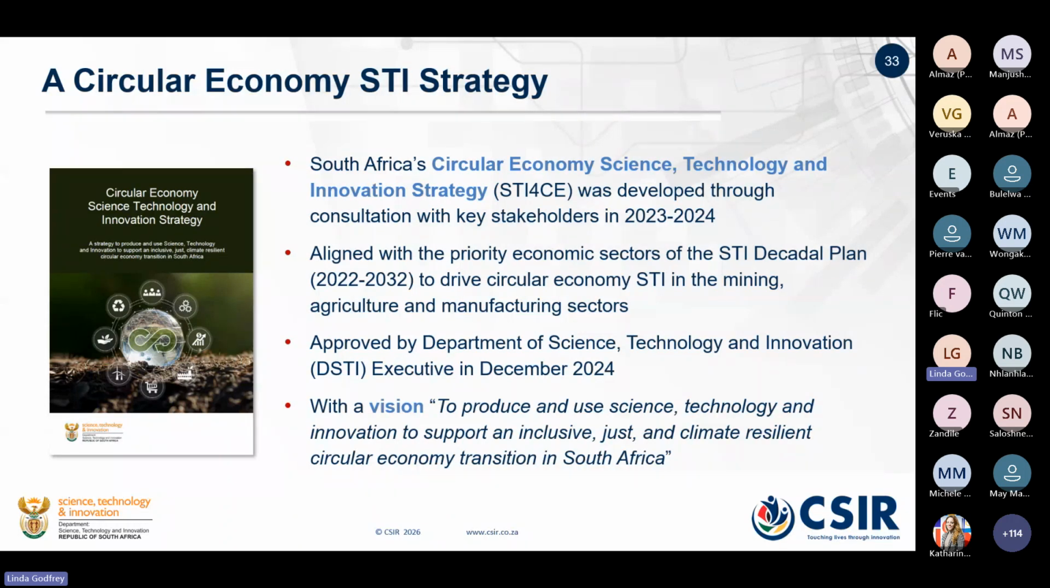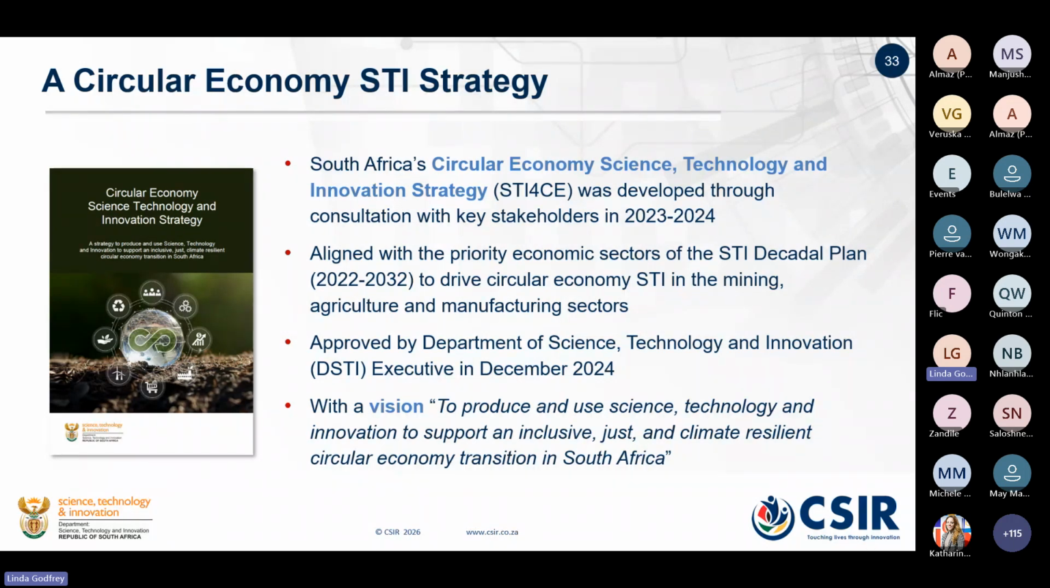And so this brings me to government's new circular economy strategy. It was developed through consultation with key stakeholders between 2023 and 24. As I said, it was aligned with the priority economic sectors identified in the white paper and decadal plan at this interface. And I was relieved and pleased when it was approved by the executive of the Department of Science and Technology in December of 2024. And the vision of this circular economy strategy is to produce and use science, technology, and innovation to support, really important words here and very carefully selected, an inclusive, a just, and a climate resilient circular economy transition in South Africa.